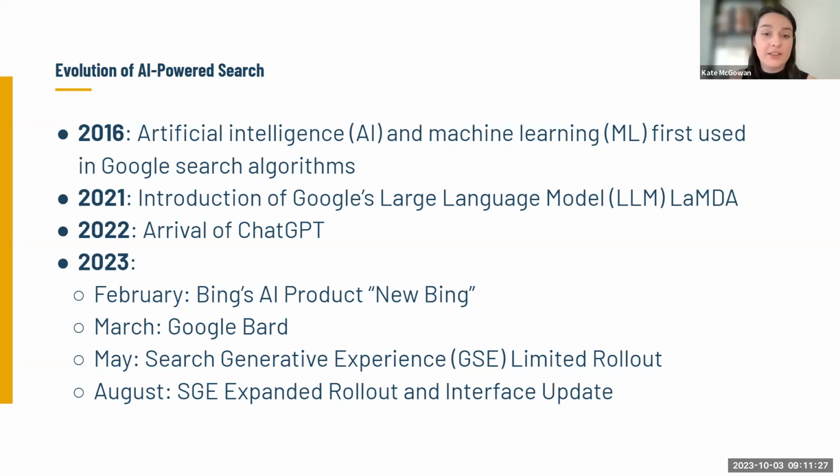When 2023 hit, search engines Bing and Google both hit the ground running, with Bing introducing their AI product called New Bing in February 2023, integrating a chatbot into search results. Google's Bard and SGE rollouts were announced in March and May. Bard is more like Google's version of the chatbot, while the Search Generative Experience is an AI-generated answer to a search term that appears directly on the search results page.